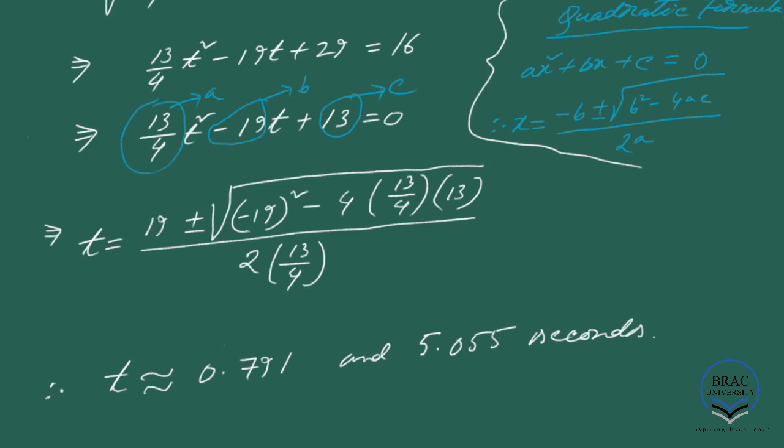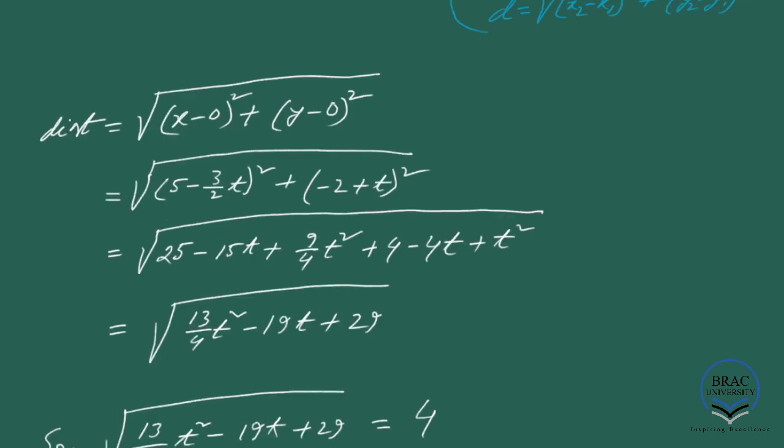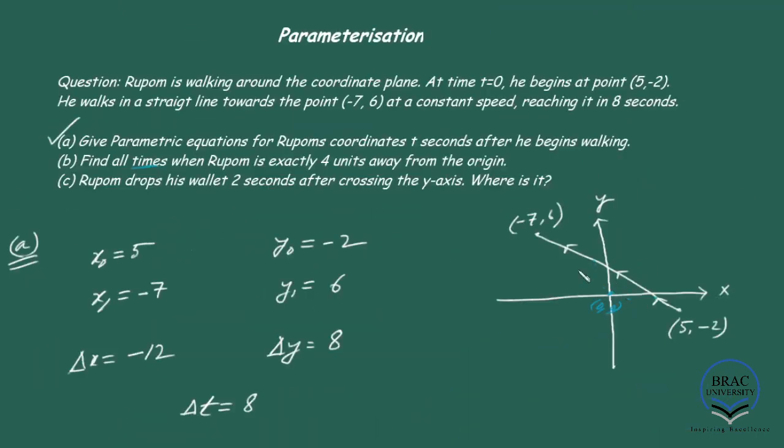And it's obvious why we are getting two results. Like I said in the beginning, we might have two cases where Rupam would be 4 units away. One could be somewhere in here, and one could be somewhere in here, and the distance might be 4 units. So these are the 2 points in time I've found, two values of t. That answers our second question that says find all the times. We have found 2 times at which Rupam can be exactly 4 units away from the origin.